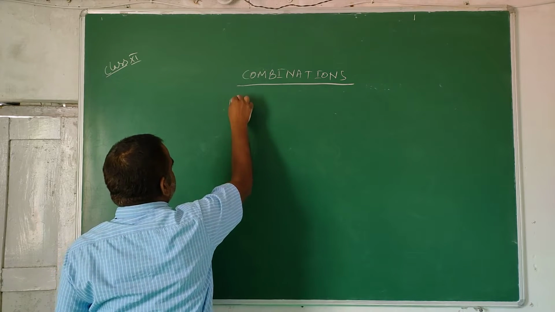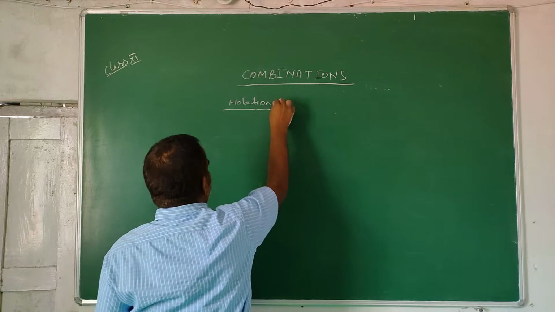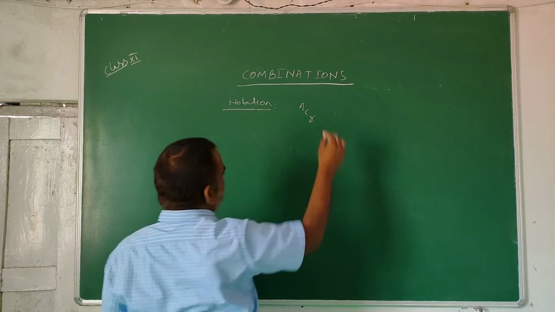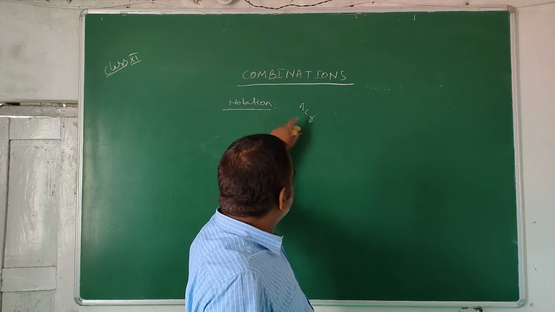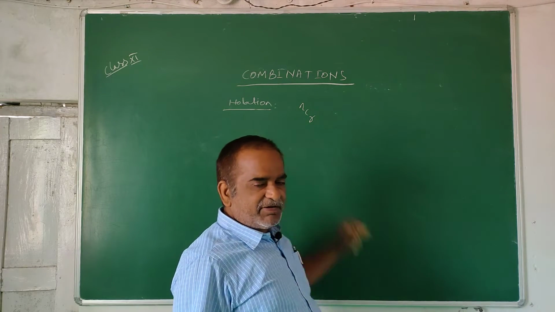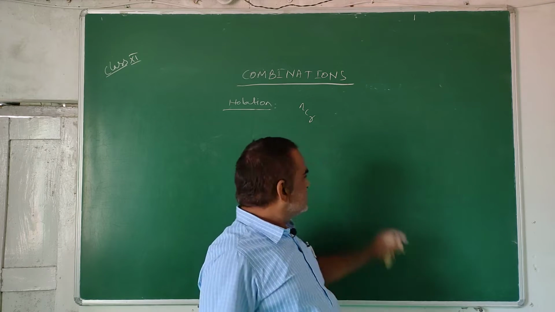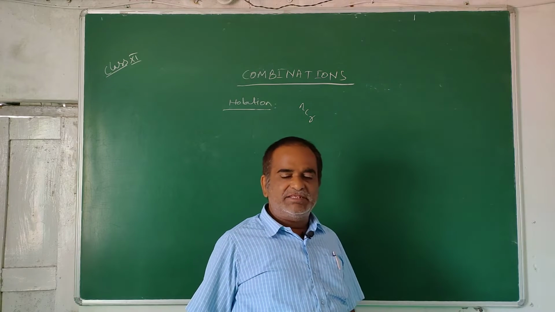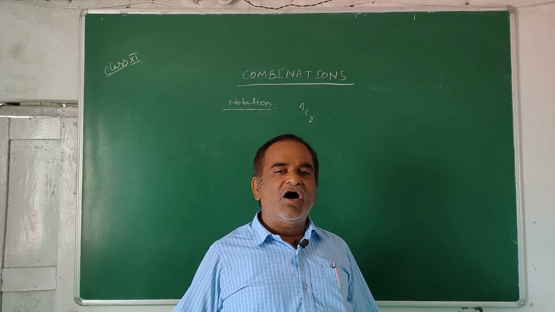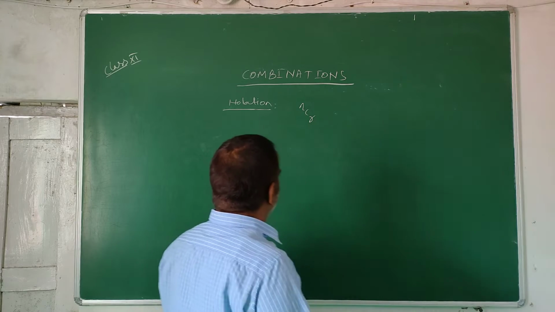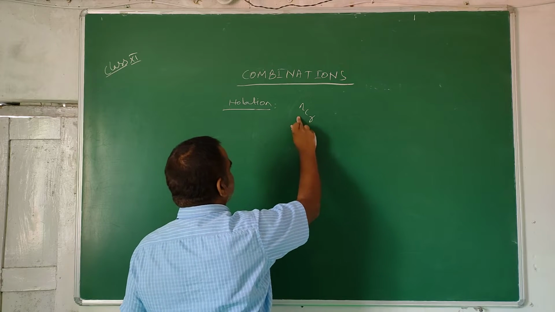Now notation. For number of combinations, we use the notation nCr. n stands for number of things available in the given set. r stands for how many things you are selecting. C stands for combination. So the number of combinations that you get by selecting r things from a given set of n things, the notation is this.